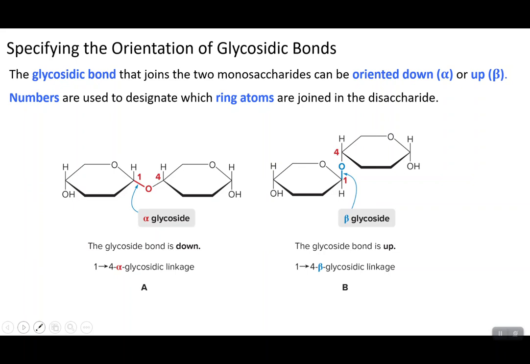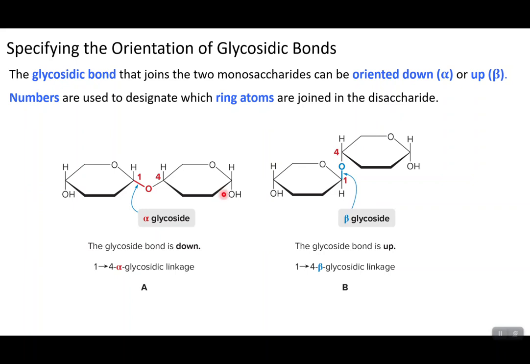Okay, so the glycosidic bond is what joins two monosaccharides, and it can be oriented down, and we're going to specify that with an alpha, or it can be oriented up, and we're going to specify that with beta. Additionally, numbers are going to be used to designate which ring atoms are the ones that are joining the disaccharides together. Because recall, you do have OH groups on most of the carbons in your carbohydrates. So this means that any one of those OH groups can react with the anomeric carbon. And so we're going to need to specify it.